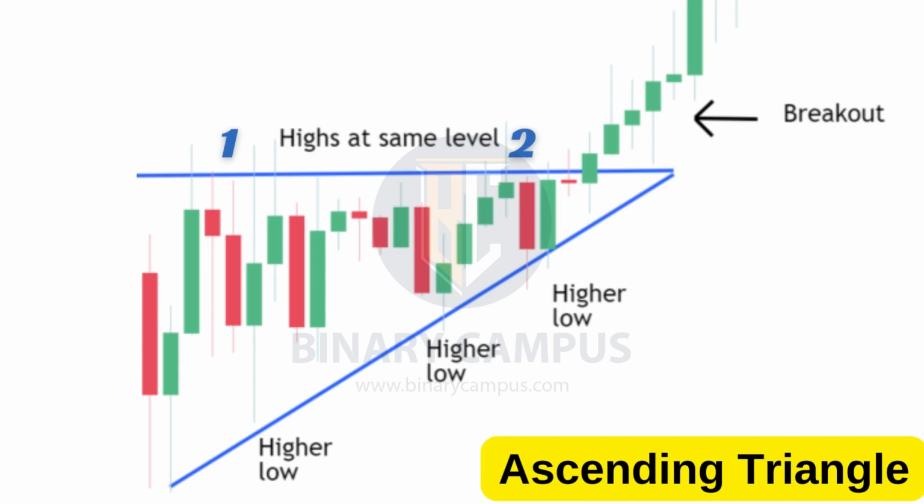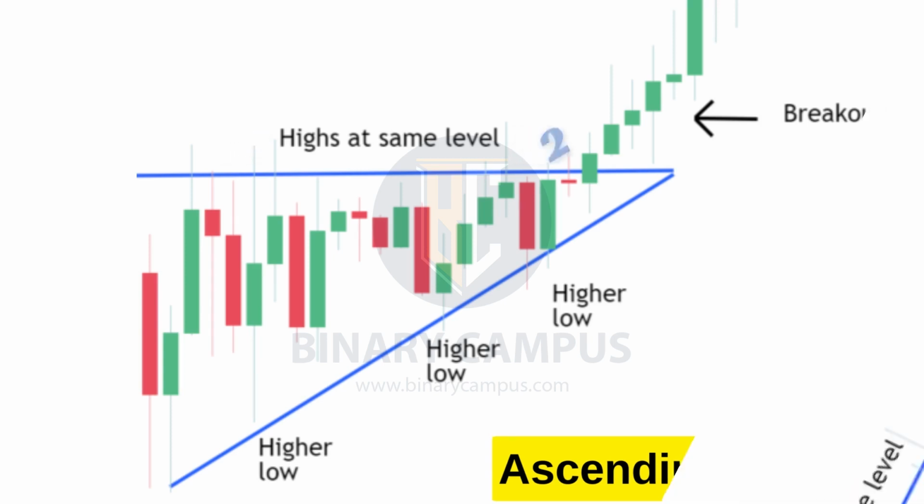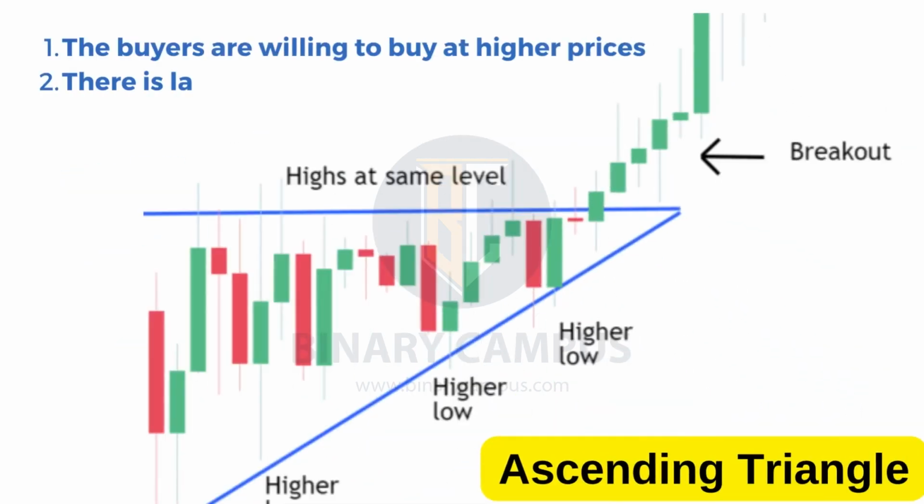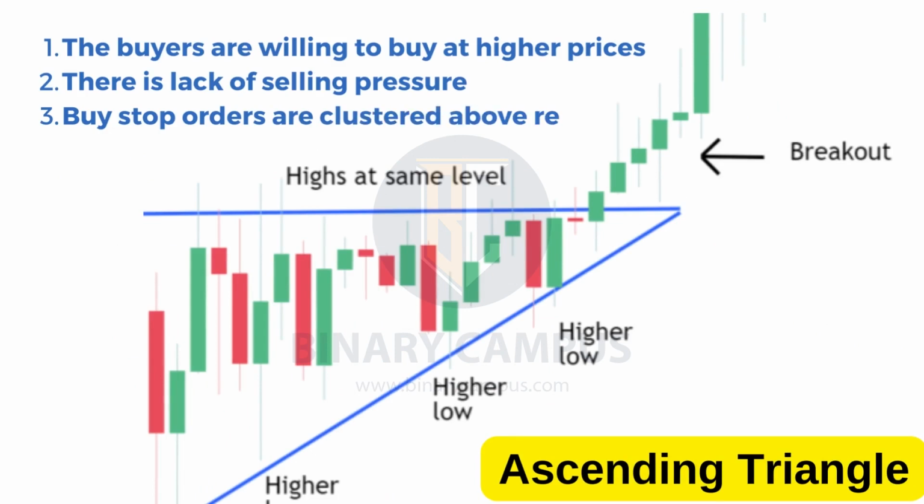The trend line signifies the overall uptrend of the pattern, while the horizontal line indicates the historic level of resistance for that particular asset. As you can see, the ascending triangle has a series of higher lows approaching resistance. This is a sign of strength for three possible reasons. First, the buyers are willing to buy at higher prices. Second, there is lack of selling pressure. Third, buy stop orders are clustered above resistance.